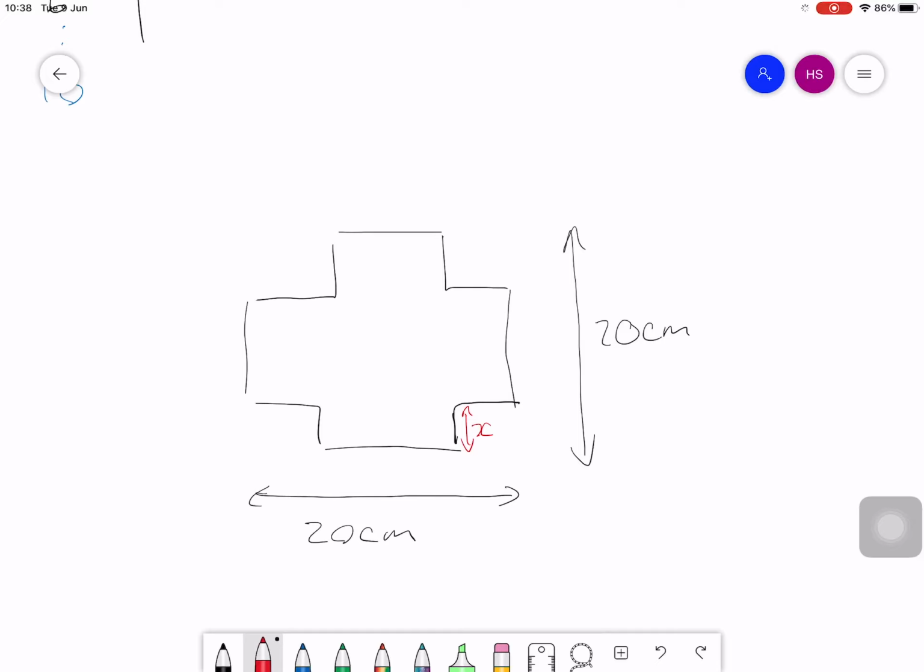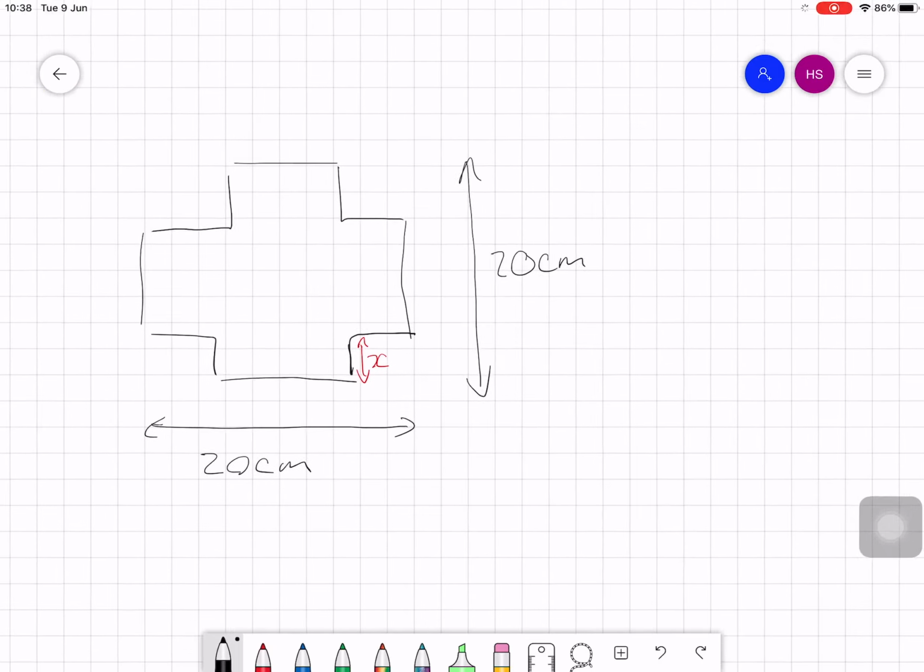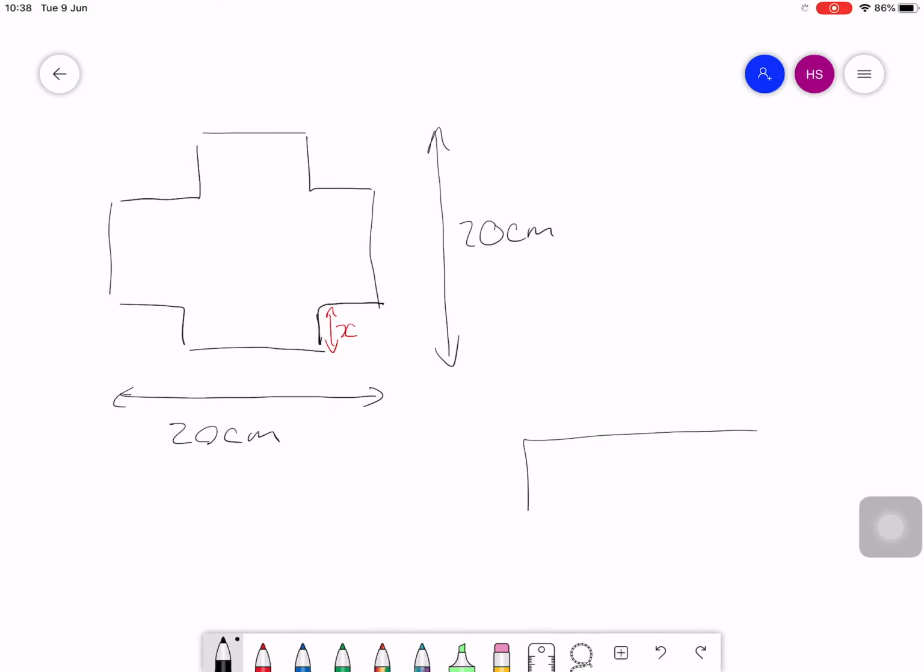So then what have my dimensions been? Well, when that box gets folded up, x becomes the height of the box. So one of my dimensions is x.